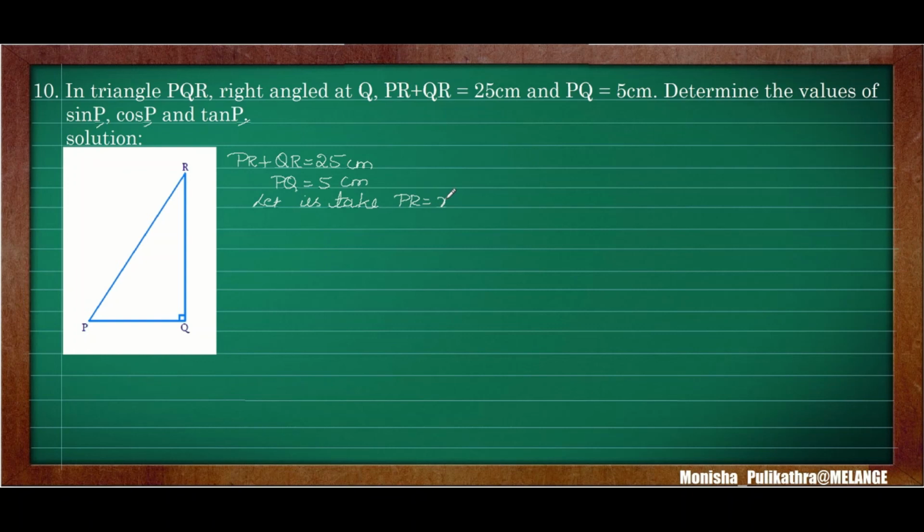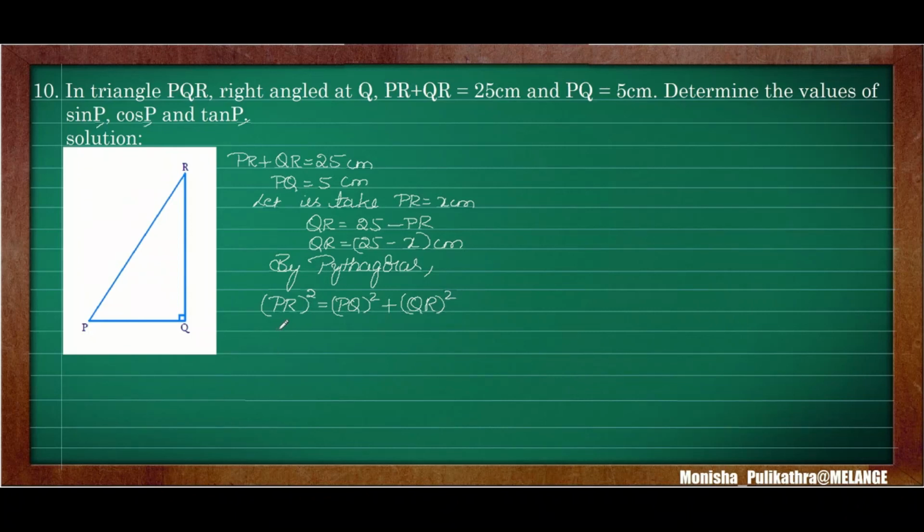So let us take PR is equal to X. If PR is equal to X centimeter, then QR will become 25 minus PR. So QR will be 25 minus X centimeter. So next, here PQ will be 5 and QR will be 25 minus X. We need to find all the sides by Pythagoras theorem. So by Pythagoras theorem, PR is hypotenuse. So PR square is equal to PQ square plus QR square.